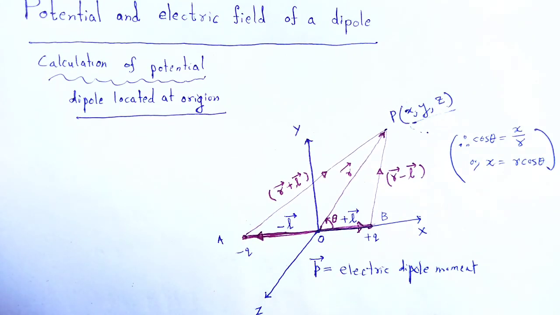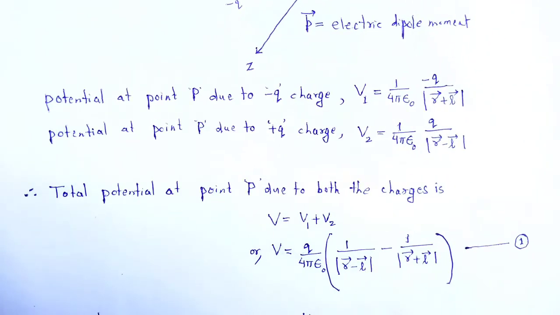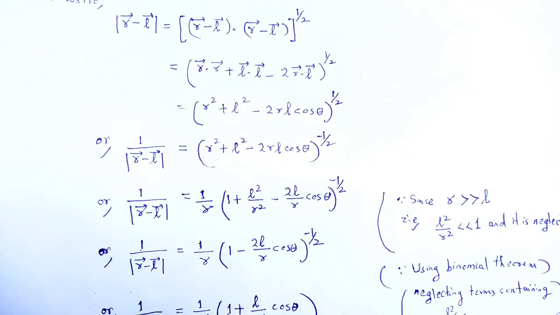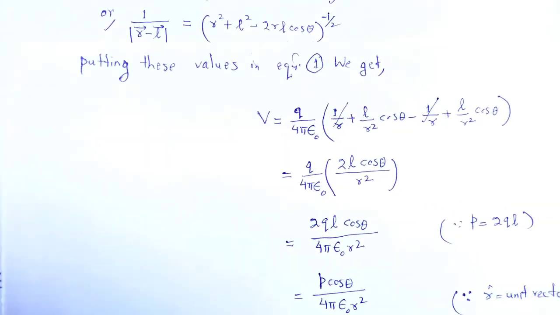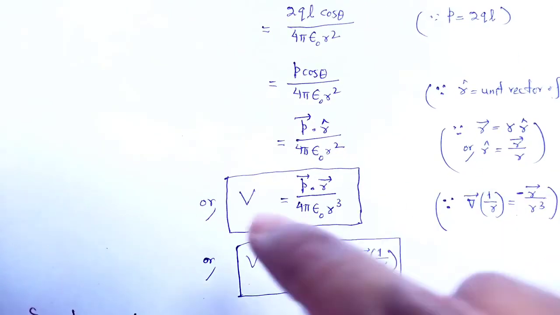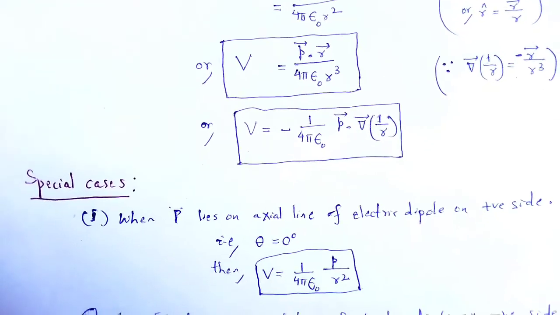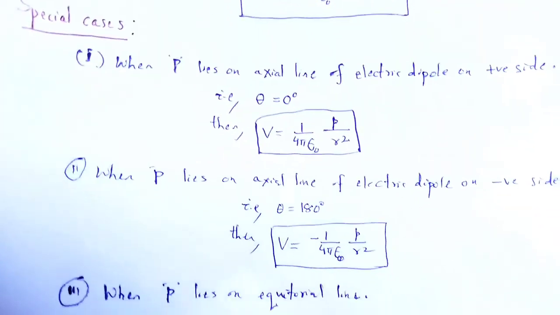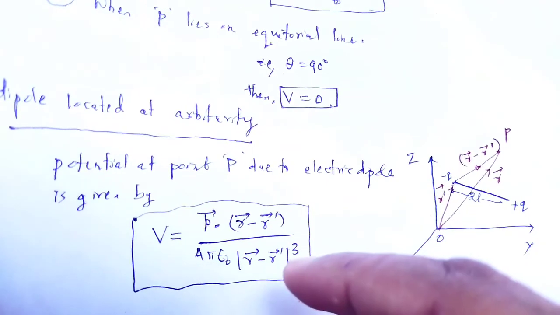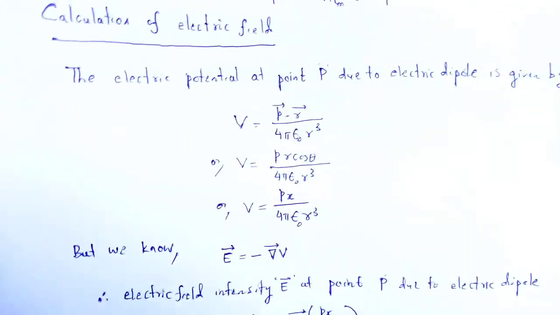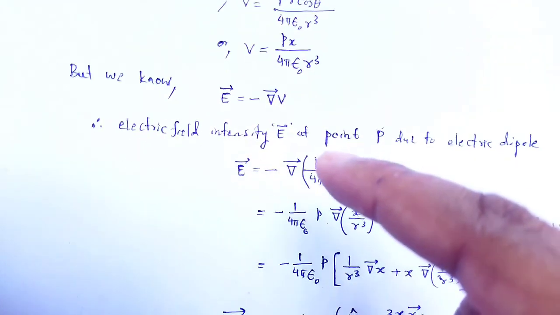First, calculation of potential when the dipole is situated at origin. These are the expressions of potentials, and then the special cases, and dipole located arbitrarily, that is the expression, and the calculation of electric field from that potential expression.